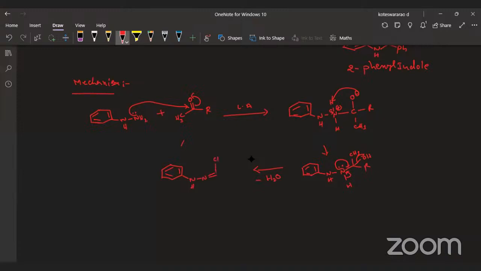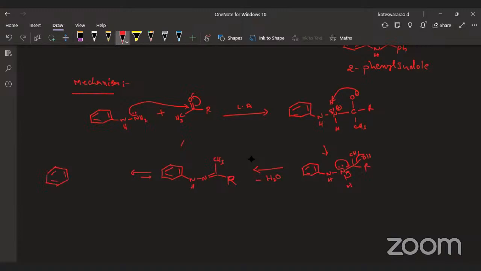The methyl will be here and R will be C. Right. The next one. Here it undergoes the keto-imine tautomerism. A tautomeric form will be generated. This is the imine form of the nitrogen.